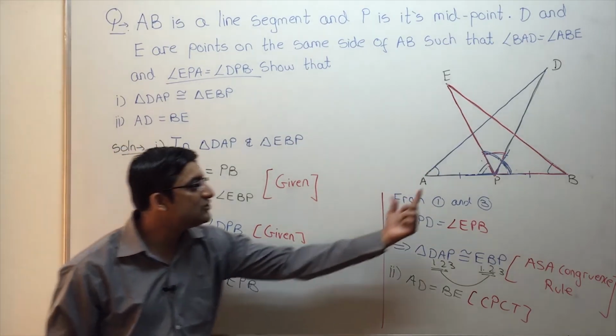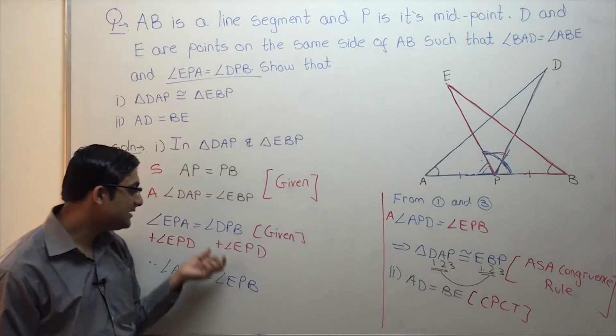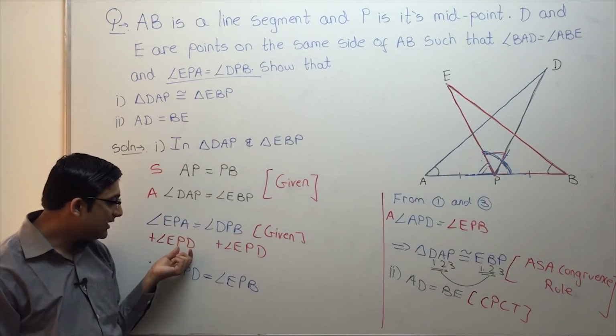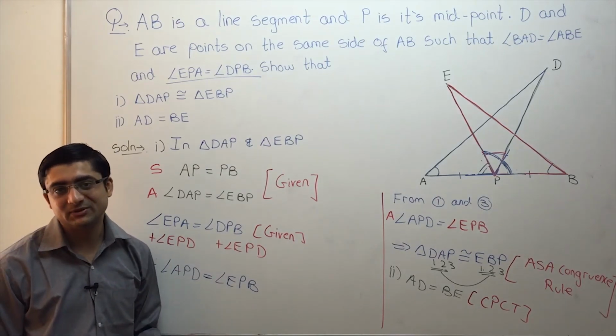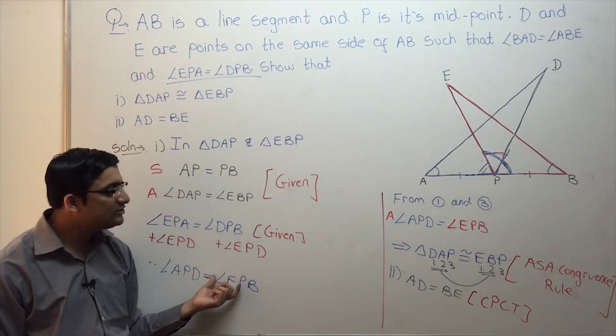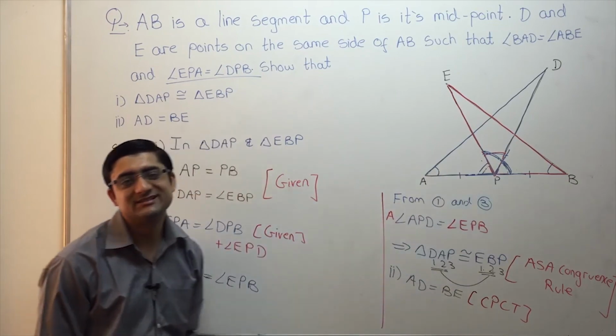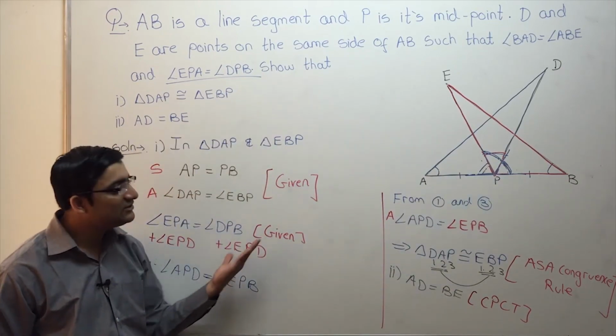So another way by which you can get these two angles as equal is this. That is, begin with what is given to you and add the same common angle to both the sides. So you'll get the two corresponding angles as equal. You can either use the previous way or this way to show that these two angles are equal. Whichever one you find easier, you can use that.